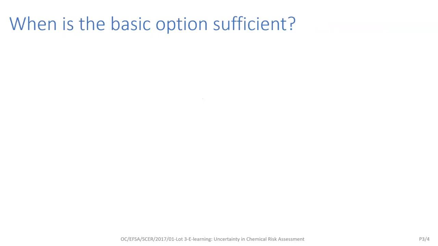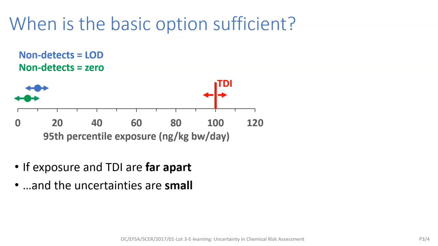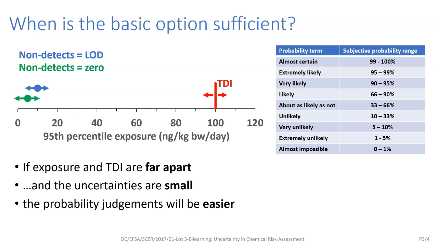So, when is the basic option sufficient? If we imagine a hypothetical alternative situation where the exposure estimates are far below the TDI and all the uncertainties are small, then it should be easy to judge that your probability for exposure being below the TDI is very high, implying a high certainty of no concern. In this type of situation, the basic option is likely to be sufficient for advising risk managers. Similarly, if exposure and the TDI were reversed, with exposure being far above the TDI, it should be easy to judge that your probability for exposure being below the TDI is very low. Here again, the basic option is likely to be sufficient.